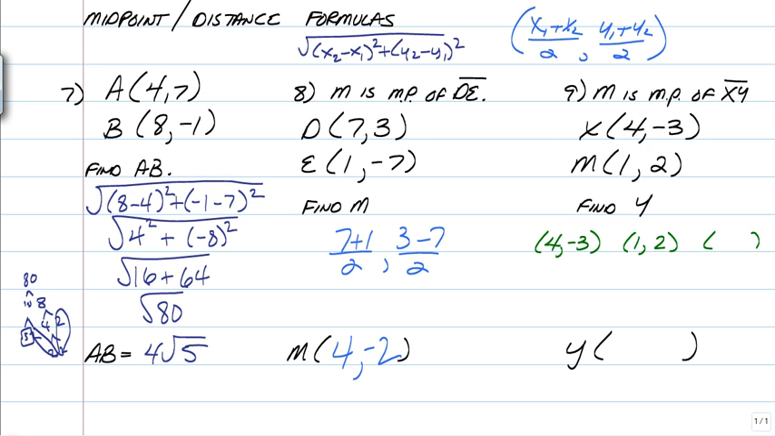And you have to ask yourself, how do you get from 4 to 1? And the answer is you subtract 3, so you subtract 3 again from 1. 1 minus 3 is a negative 2. And then we're going to do it again with the y's. How do you get from a negative 3 to a positive 2? You have to add 5, so we add 5 again. And 2 plus 5 is 7.